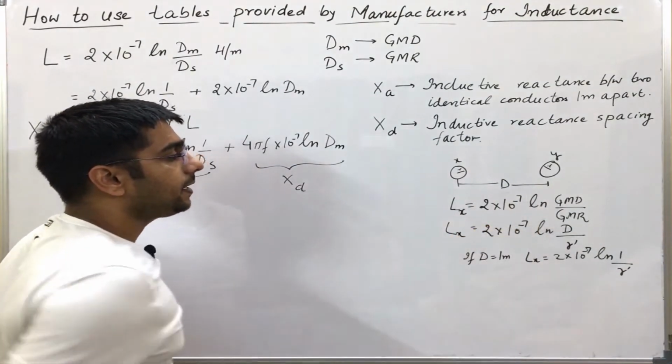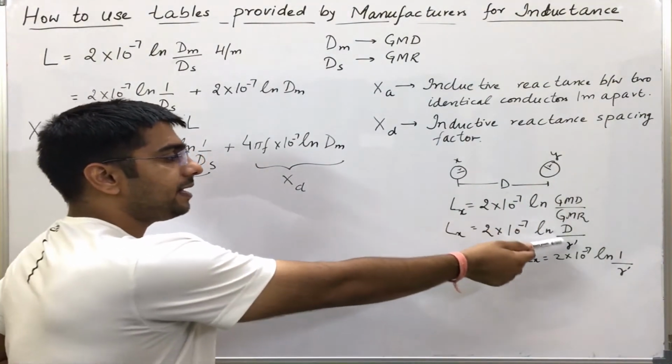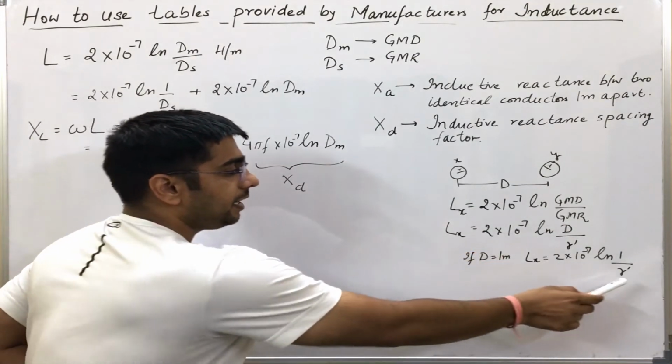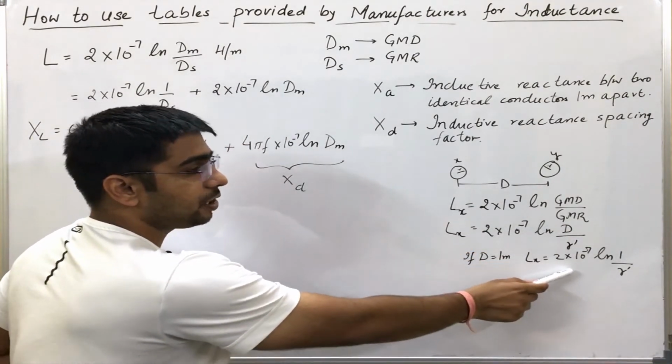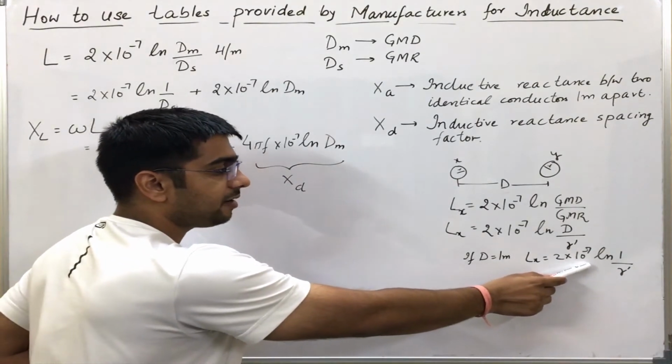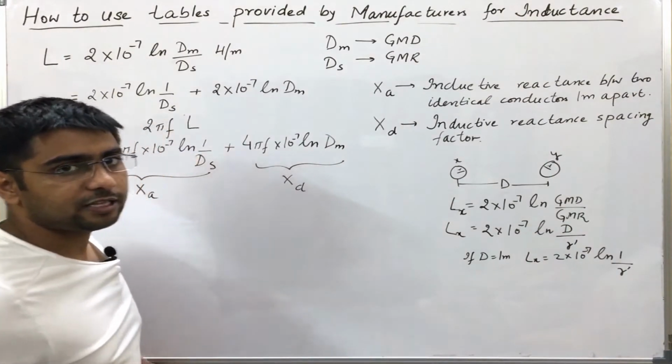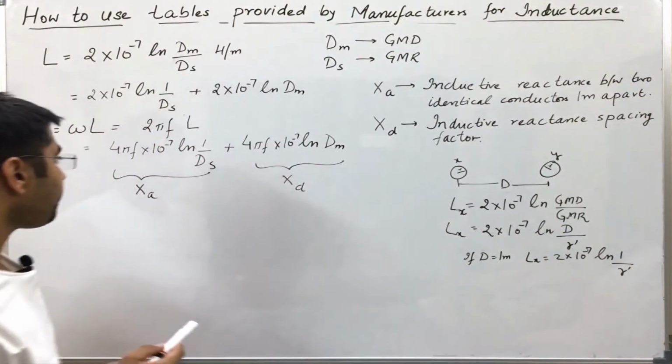As I have already shown here, there are two identical conductors with radius r and at a distance of d meter, then Lx can be simply written as 2 into 10 to the power minus 7 natural log d by r dash. If d is 1, it simply comes out to be Lx equal to 2 into 10 to the power minus 7 natural log 1 by r dash. R dash is nothing but simply Ds, the geometric mean radius.